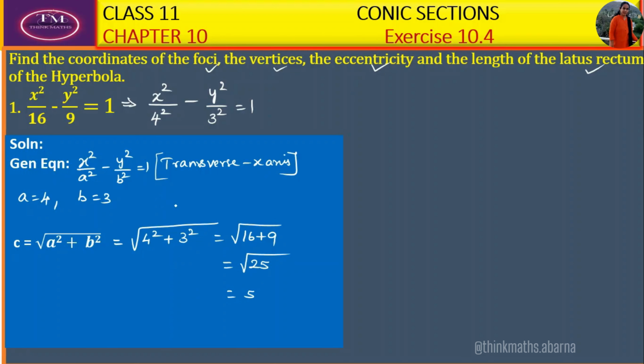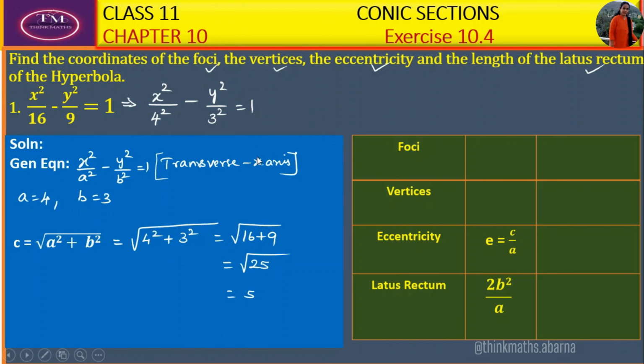After finding a, b, c, we just have to find foci, vertices, eccentricity and latus rectum. So let us write it in a table. Foci: we found it is the x-axis. So on the x-axis, foci is nothing but plus or minus c comma 0. So it is plus or minus, what is c? c is 5.